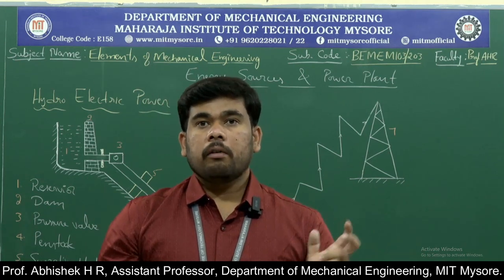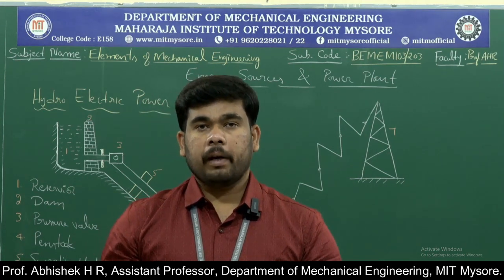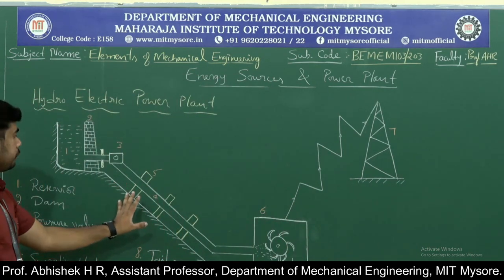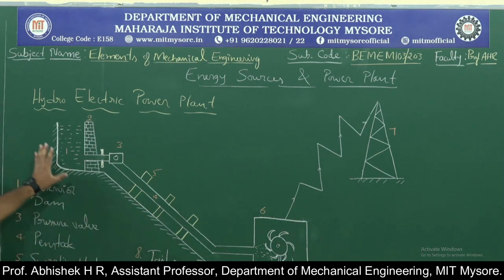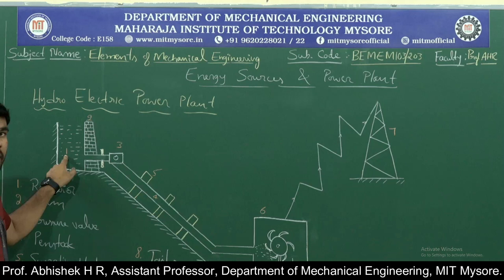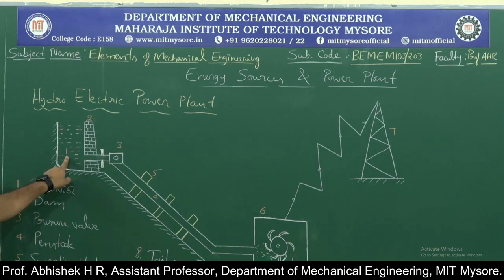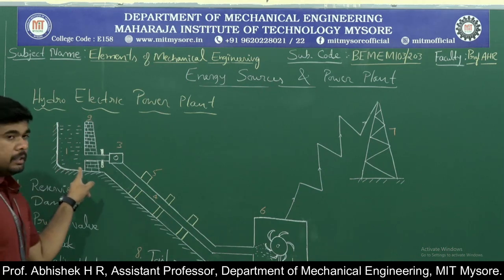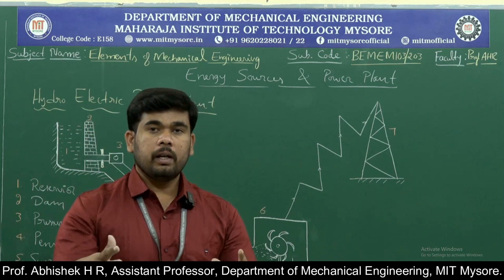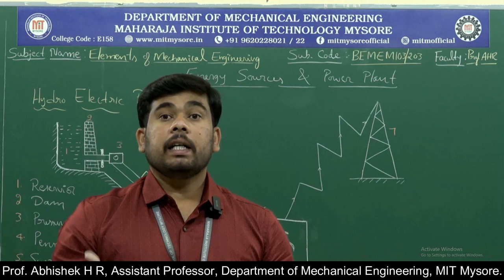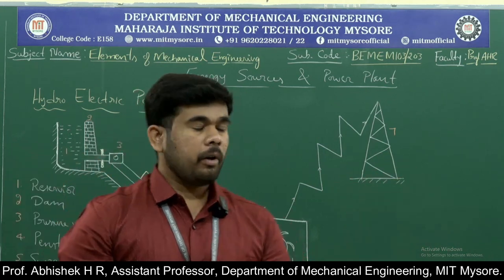Now let us see the working principle of this hydel power plant. You can observe the clear sketch of the hydroelectric power plant. Here I have written the numbers from 1 to 8, so that they are named here. The very first one, number 1, is the reservoir. It is where we are going to store the water, I mean the backside portion of the dam. So that will be the reservoir.